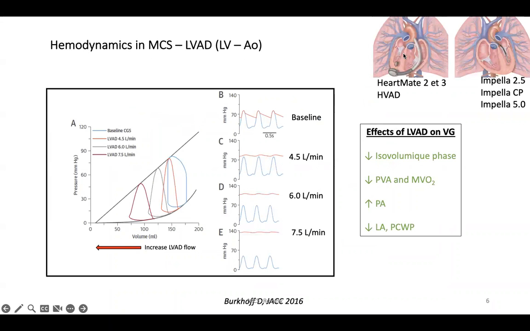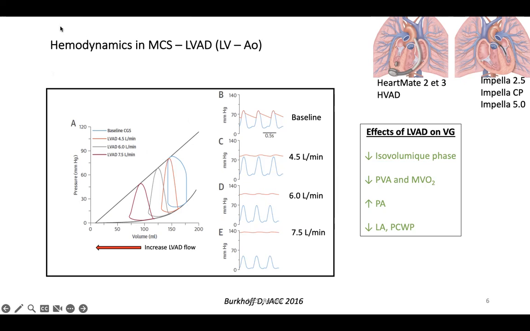So the third setting for mechanical support of the left ventricle is LVAD. As you know, it's a more durable mechanical circulatory support, and you put a cannula through the apex and reinject the blood in the ascending aorta. And what you're going to get is perfect LV unloading.